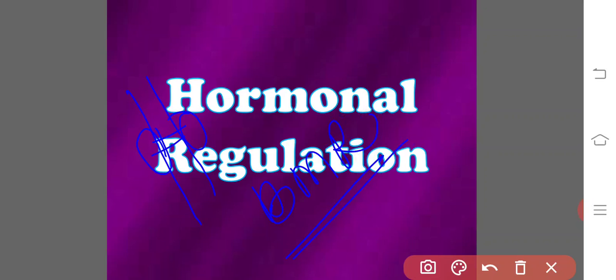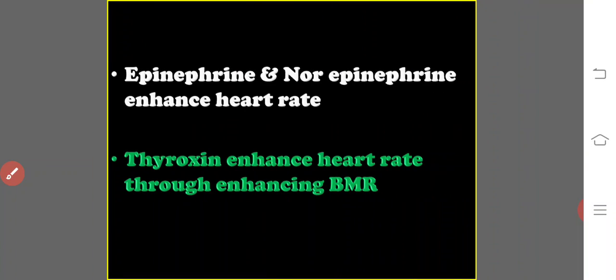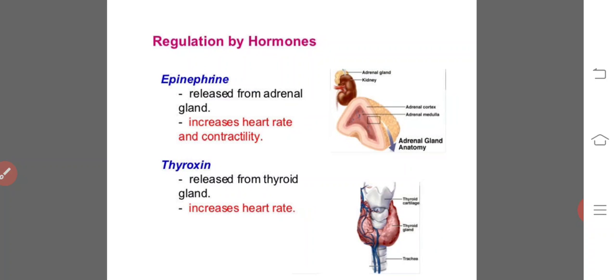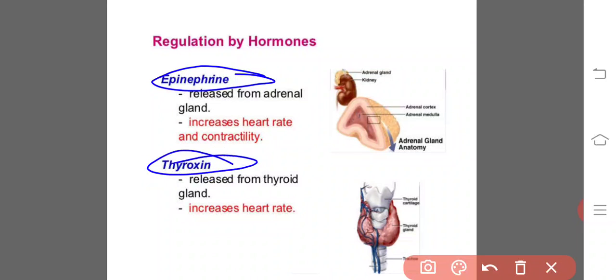So the hormonal regulation includes the adrenal medullary hormones, which we call catecholamines, adrenaline, noradrenaline, or epinephrine, norepinephrine, and the hormones which are produced from the thyroid gland like thyroxin. Both of them have an exaggerating effect, or they raise the heart rate. And finally, if you observe the last factor, that is the other factors that control the heart rate. So this is the adrenal gland above the kidney.